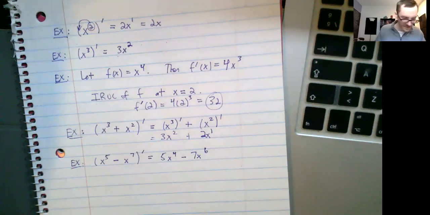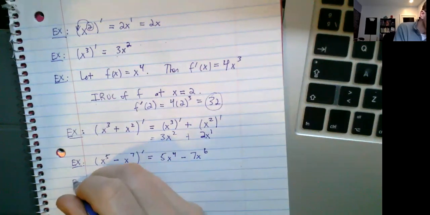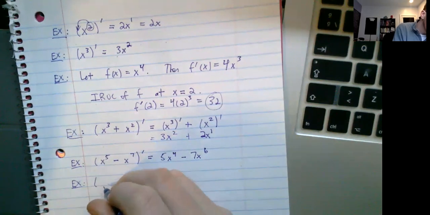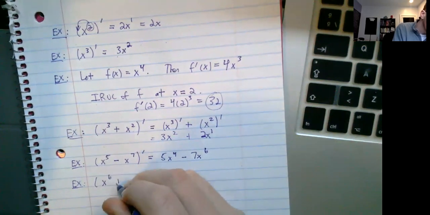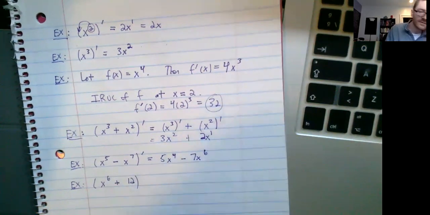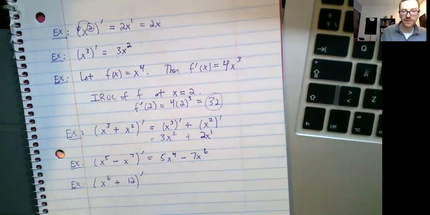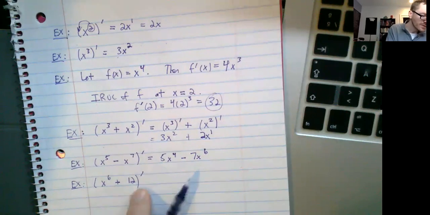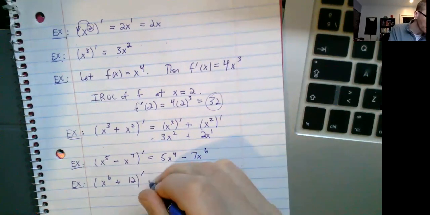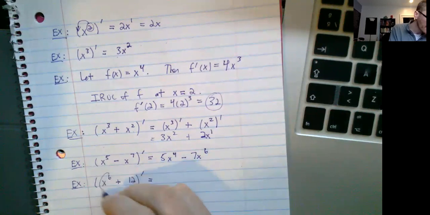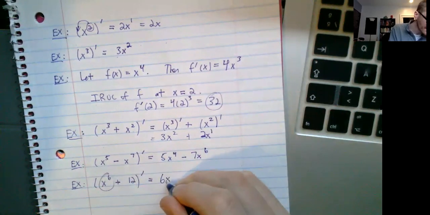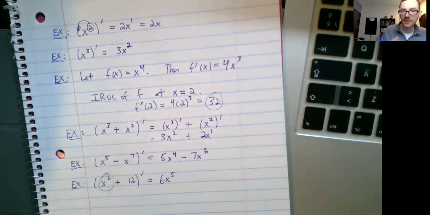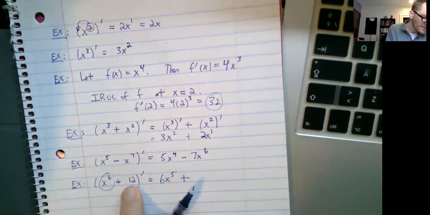Let's do something like this. How about x to the 6th plus, how about just 12? What's the derivative of that function? Again, we can take the derivative of each term separately. That's the sum rule. So it's the derivative of this term, which is, of course, 6x to the 5th. The 6 comes down, you subtract 1 from the exponent, plus the derivative of the other term.